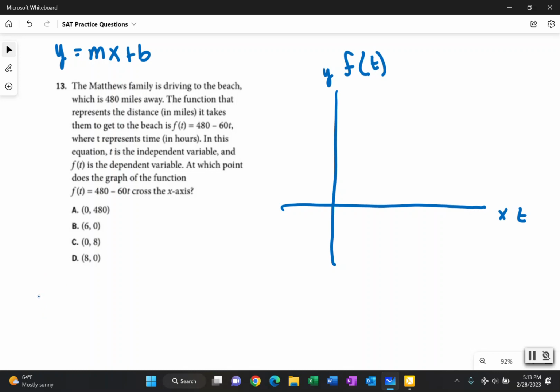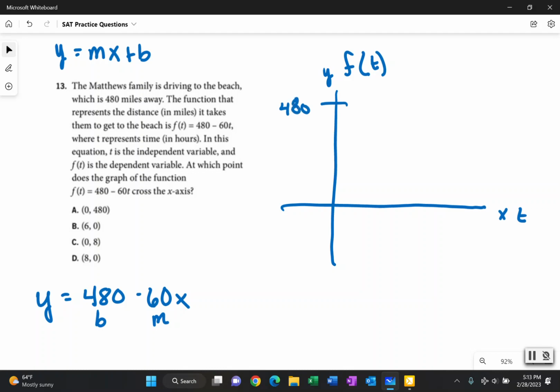So y we're saying is f of t, so it would be y is equal to 480 minus 60. And then what did we say t was equal to? X. All right, so our slope is negative 60, right? That is going to be m here, and then 480 is going to be b, which means we're going to start at 480.